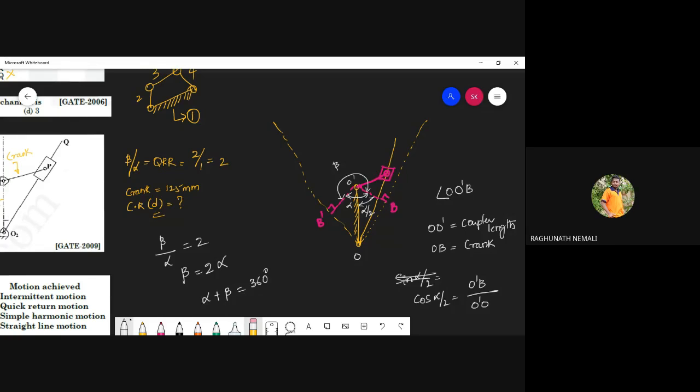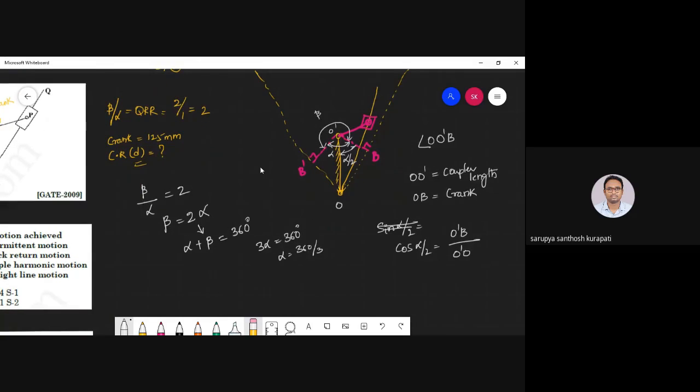So here beta is equal to 2 alpha. If I substitute this value, what will you get? 3 alpha is equal to 360 degrees. So alpha is equal to 360 divided by 3, which is 120 degrees. So here alpha is equal to 120 degrees. Use your calculator, substitute the alpha value: cos of 120 degrees divided by 2.